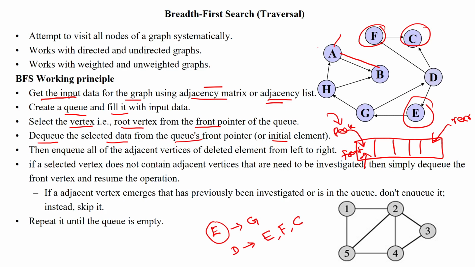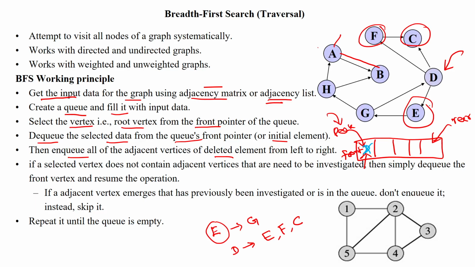That is the initial element. Then enqueue all the adjacent vertices of the deleted element from left to right. That means suppose if your source vertex is D, then D is inserted, enqueued into the queue, then it will be removed.